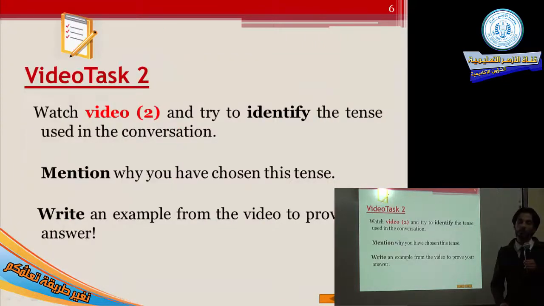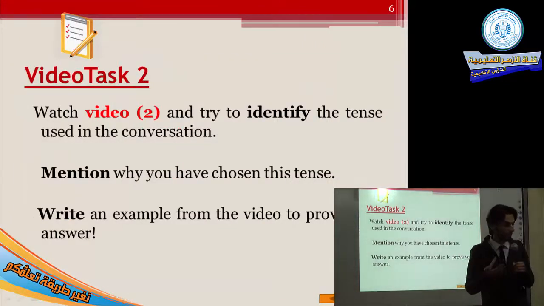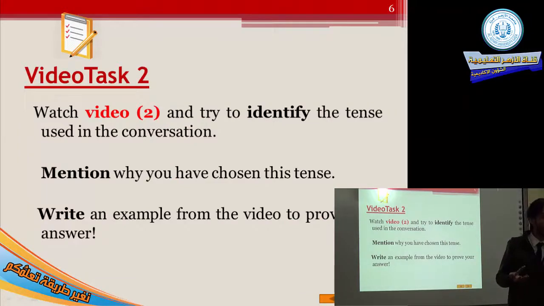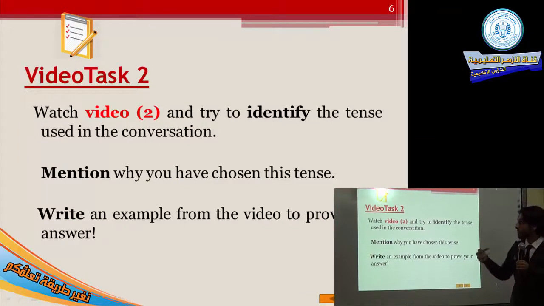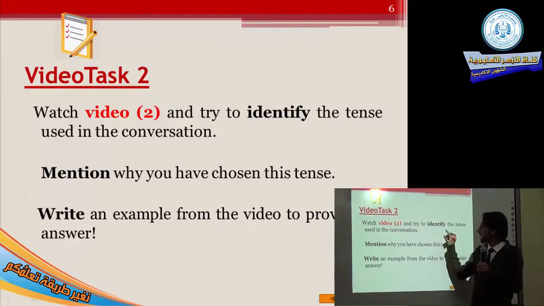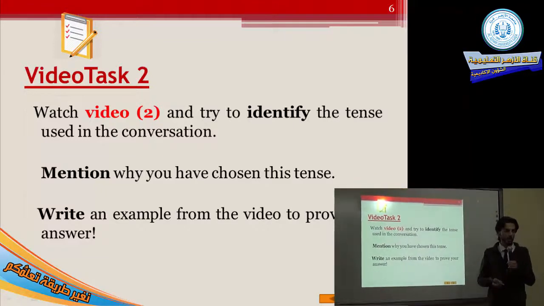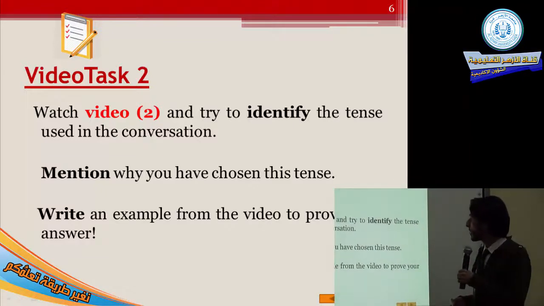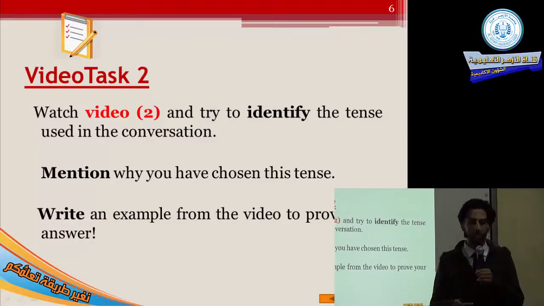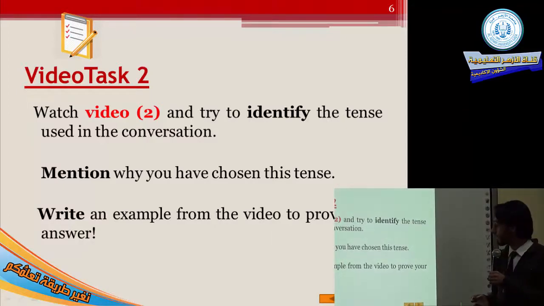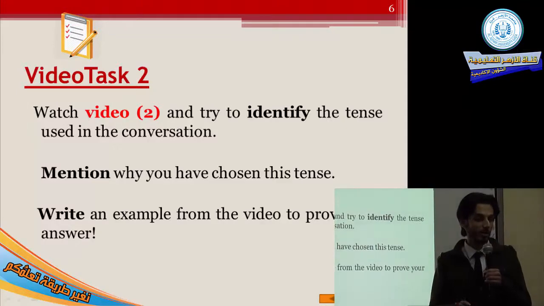It's the time of video task 2. Similarly, until we finish the tenses, we're going to do the same. So watch video 2 and try to identify the tense used in the conversation. Mention why you have chosen this tense. And finally, write an example from the video to prove your answer.